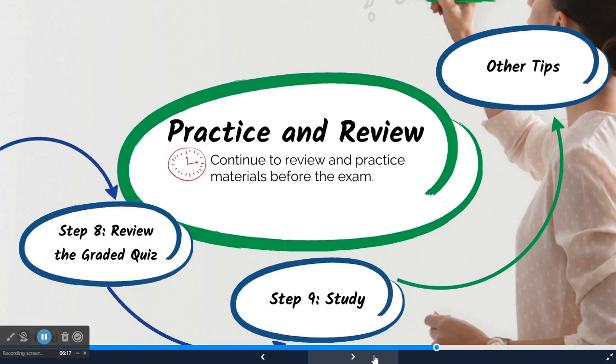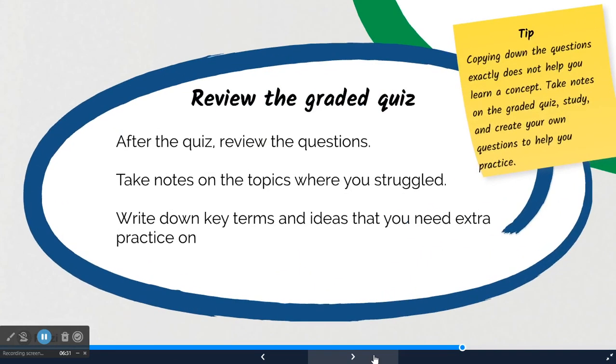So step 8, review the graded quiz. In Blackboard, you can actually look at the answers for your quiz and see what you put and if you got the question right or wrong. So this is a good way to fine-tune your studying. You can take notes on those quizzes and try to figure out where you need to spend more time.